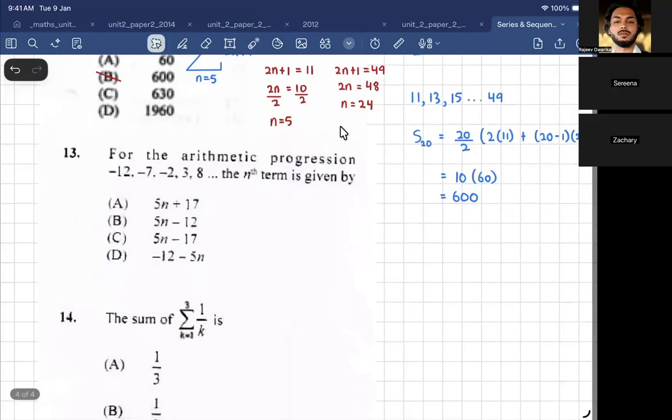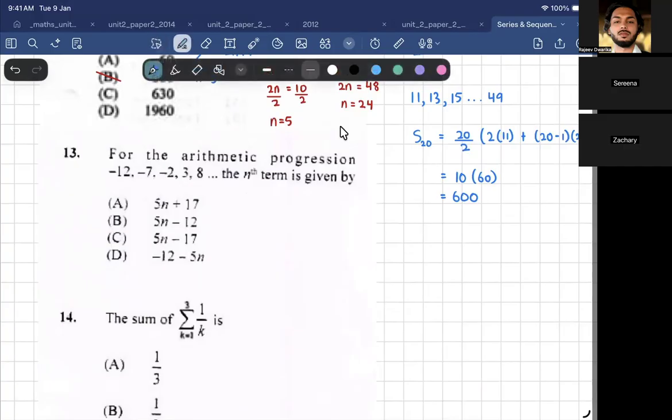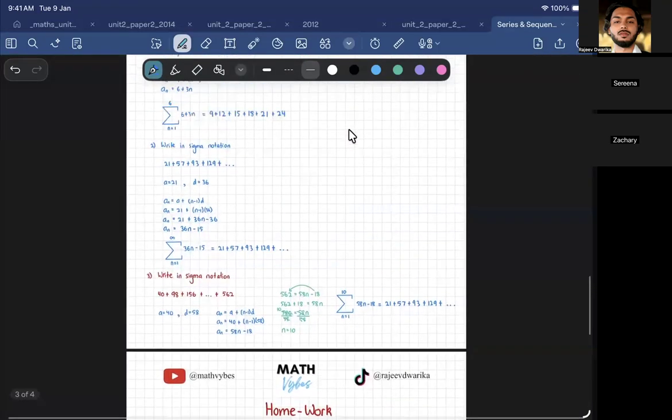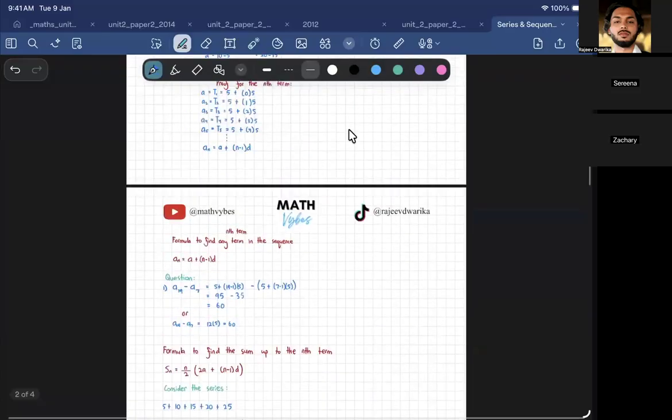Read question 13 for me. For the arithmetic progression -12, -7, -2, 3, and 8, the nth term is given by A 5n plus 17, B 5n minus 17, C 5n minus 17, D minus 12 minus 5n. All right, do you know how to tackle this question? Not really. Do you know the formulas for an arithmetic progression? No. Were you there in the last class or not? I still had to rewatch the video for that. Okay, that's why you're lost.